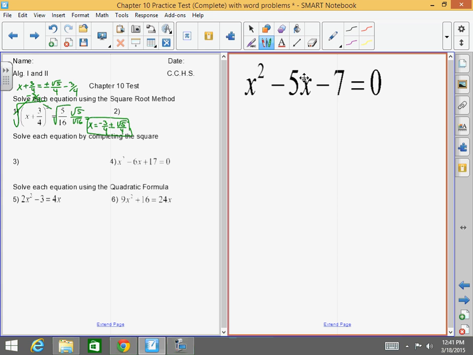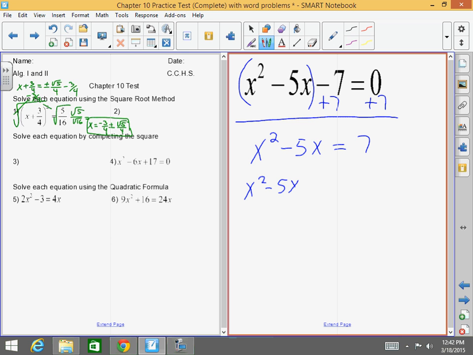So I want to isolate the x squared and the x. So in order to isolate it, I add 7 to both sides. So I've got x squared minus 5x equals 7. So now I'm going to go x squared minus 5x plus b over 2. Your b is negative 5. So this is b over 2 squared equals 7 plus b over 2 squared. Whatever you do to one side, you do to the other side.